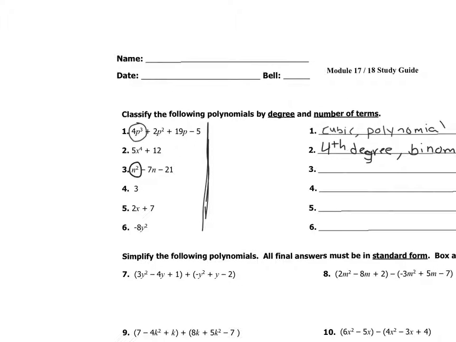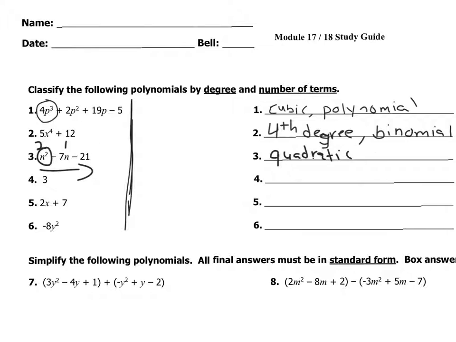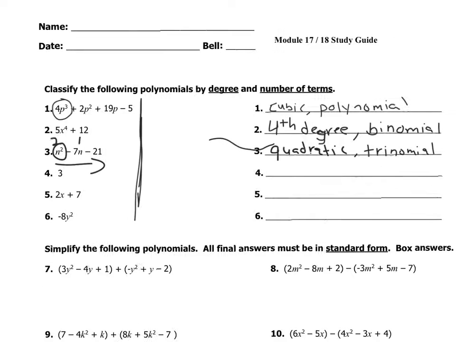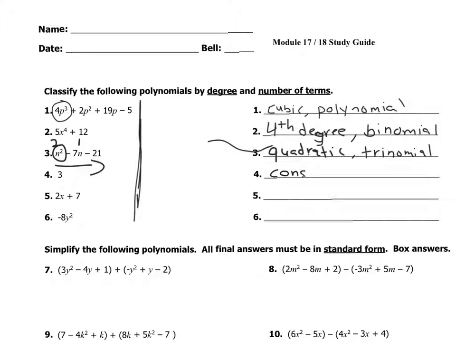3, if you look at the first term, this is in standard form, right? The first term has a degree of 2, then the second term has a degree of 1. So this would be a 2nd degree trinomial, or a quadratic trinomial. But on the test, you could just put 2nd degree trinomial. Number 4 would be a constant. It's just a number. And this would be a monomial.